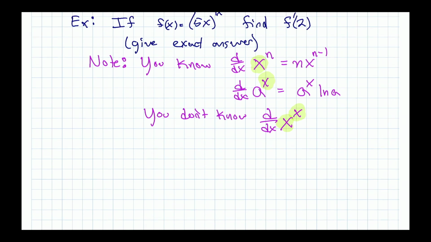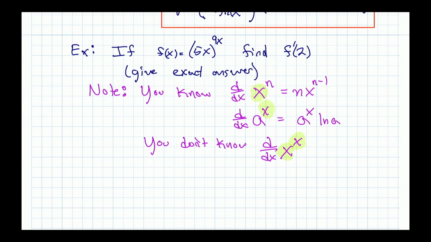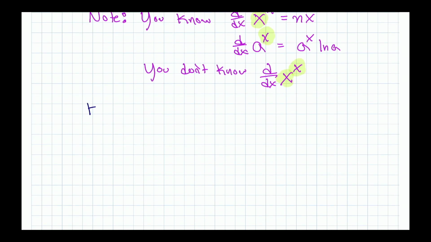And so this one here, if you look at it, 5x to the 9x is basically that, right? The 5 and the 9 are extra, but actually they don't matter very much. So let us take this derivative and see how it goes. So what do we got?